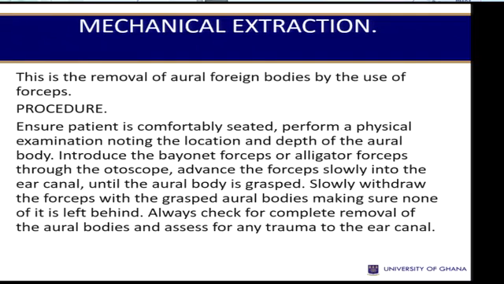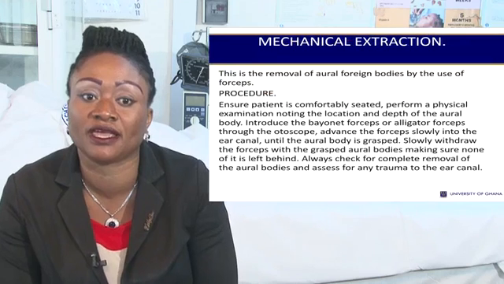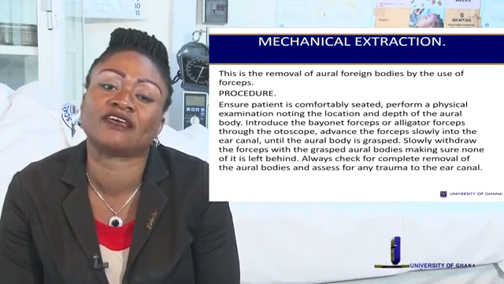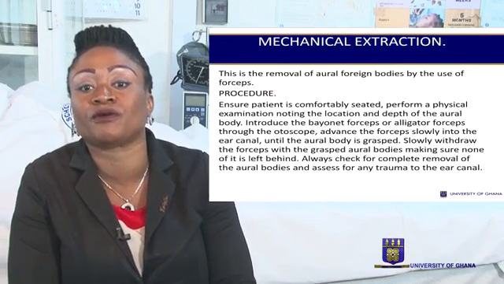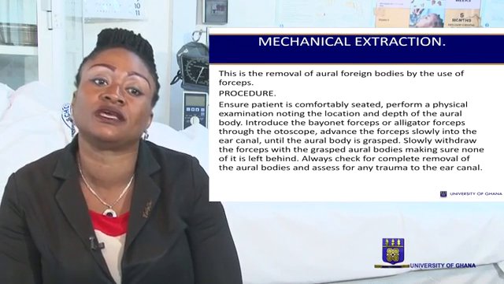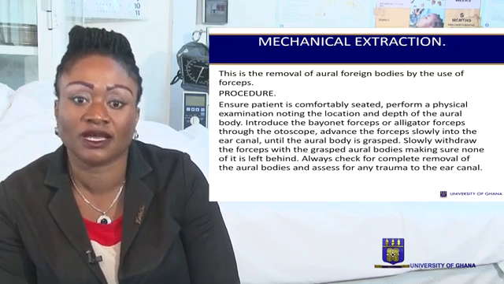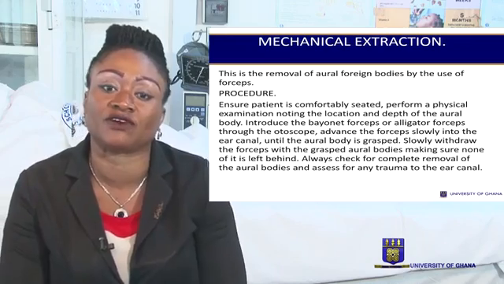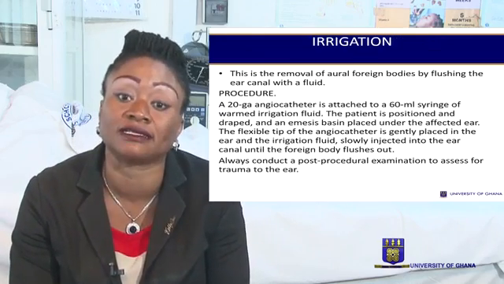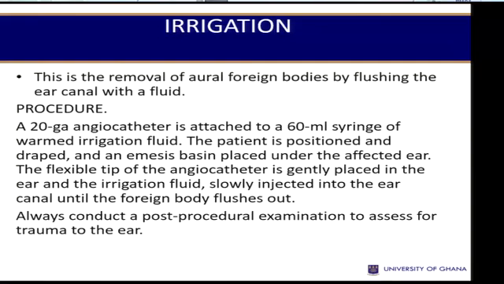A physical examination is done, and then a bayonet forceps or alligator forceps is introduced into the ear through an otoscope, and the forceps is advanced slowly into the ear canal until the foreign body is grasped and slowly withdrawn. Always check for complete removal of the foreign body and assess for any trauma to the ear canal after removal.